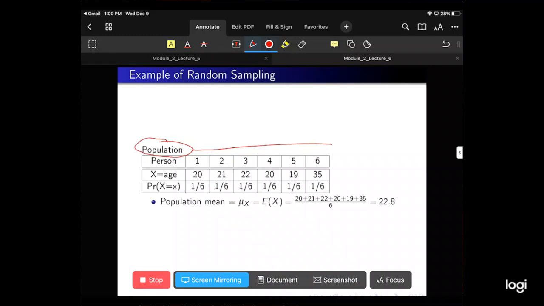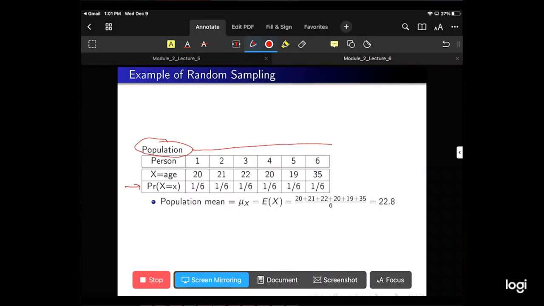We're going to draw people by rolling a die, right? So if we roll the die once and we get 1, then we're going to take person 1 and their age of 20. So each person has a probability of 1/6 of coming up. So that's this bit here.